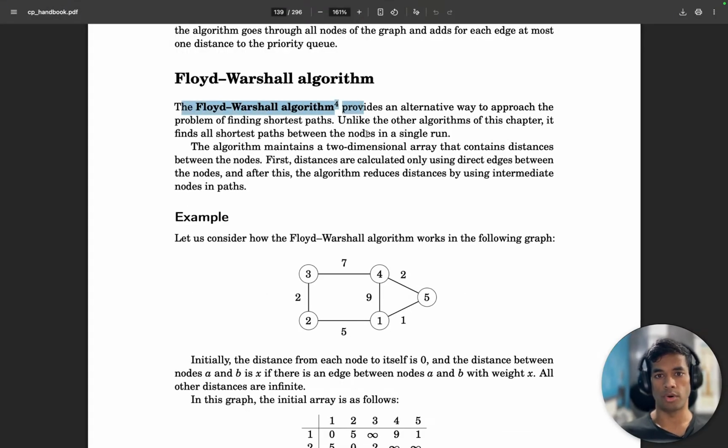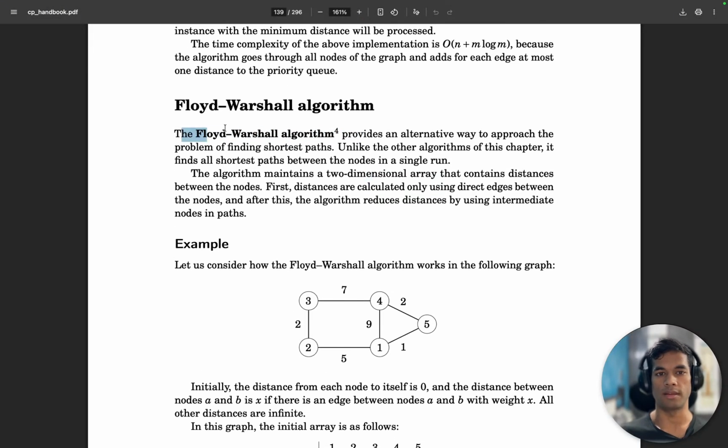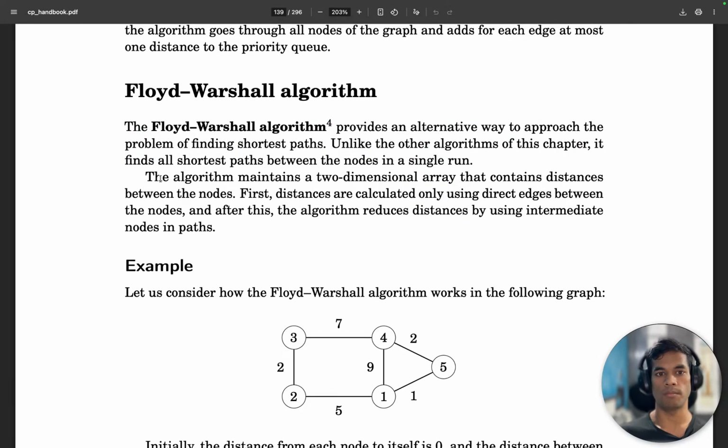The Floyd-Warshall algorithm provides an alternative way to approach the problem of finding the shortest paths. Unlike the other algorithms of this chapter, it finds all the shortest paths between the nodes in a single run. Okay, that is cool. The algorithm maintains a two-dimensional array that contains distances between nodes.